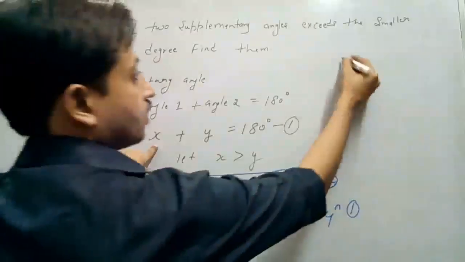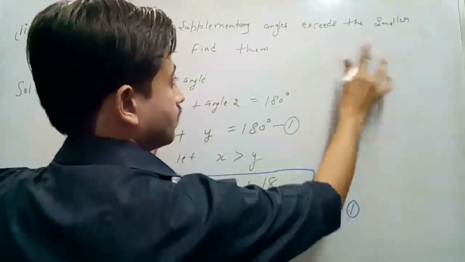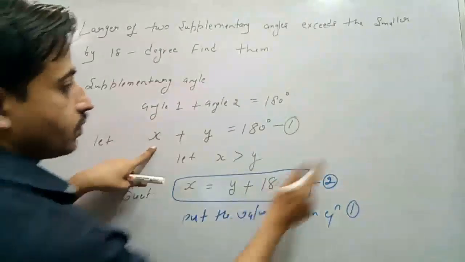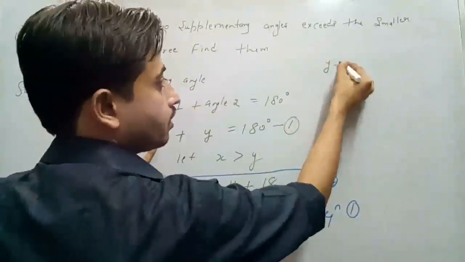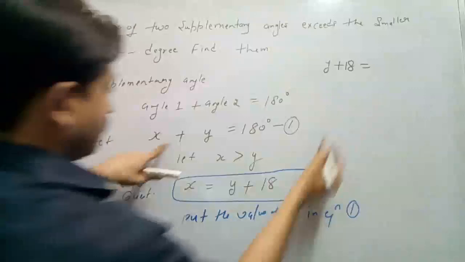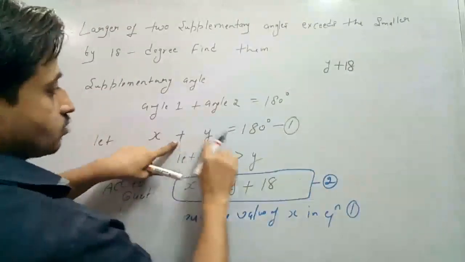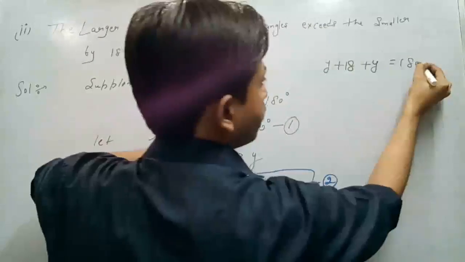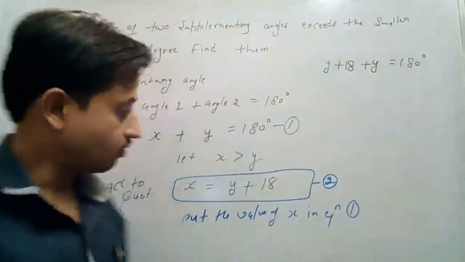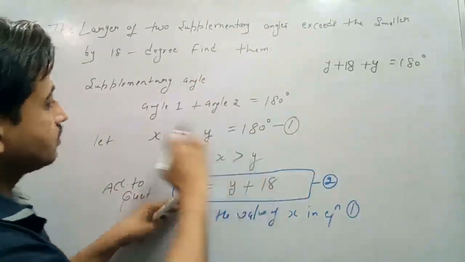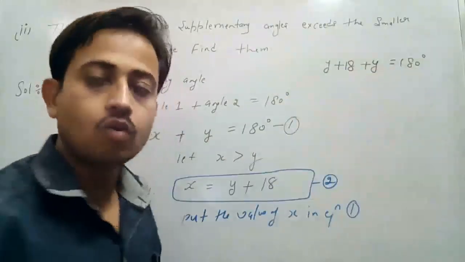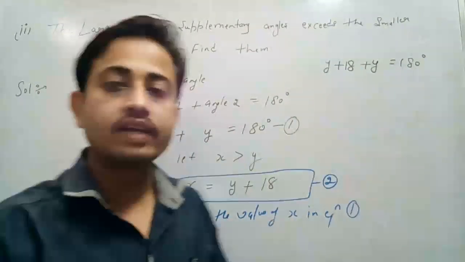I am going to put the value of x in equation 1. Equation 1 is x plus y is equal to 180, and the value of x is y plus 18. So I am writing y plus 18 plus y is equal to 180. Now we have to solve it to get the value of y.